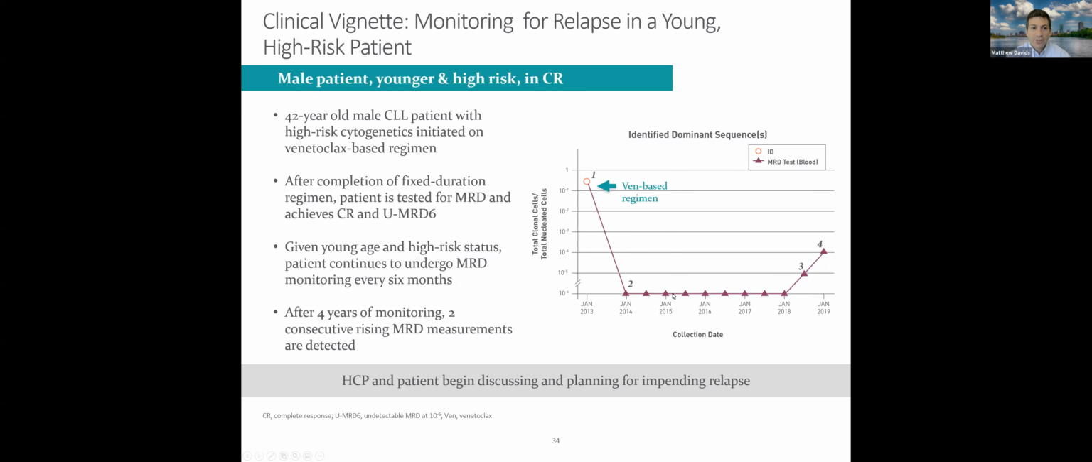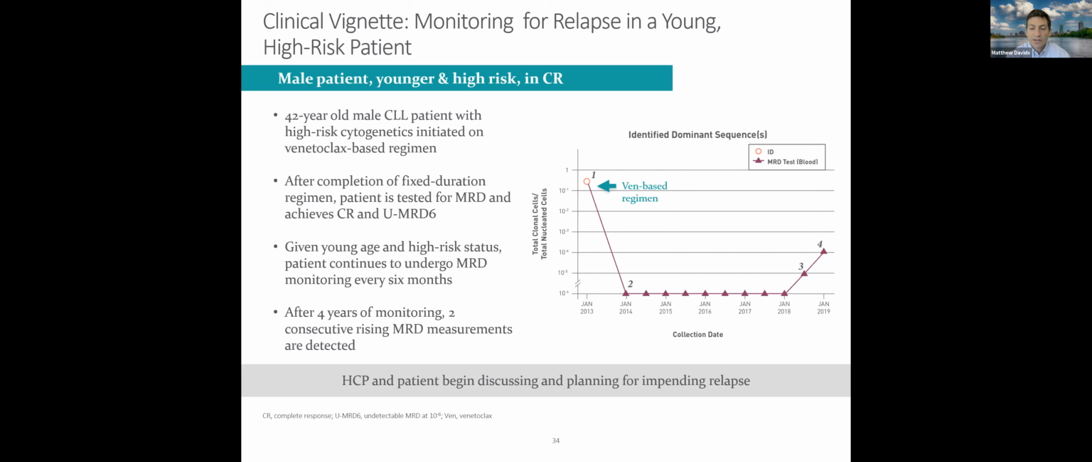So the final patient here is a little bit more of an unusual CLL patient based on his age. So he was only 42 years old when he was diagnosed. Had high-risk disease, unfortunately, and was started on a Venetoclax-based treatment on a clinical trial, actually, before Venetoclax was even approved. This was back in 2013.